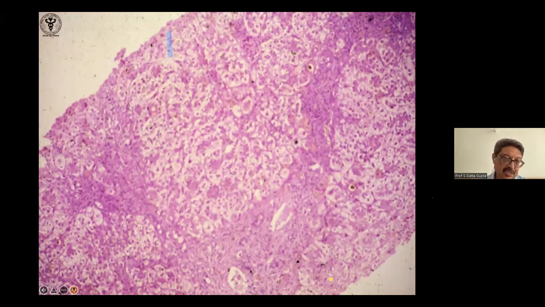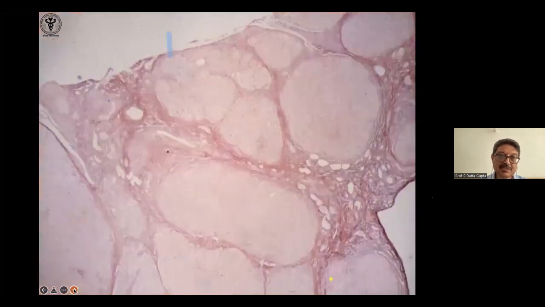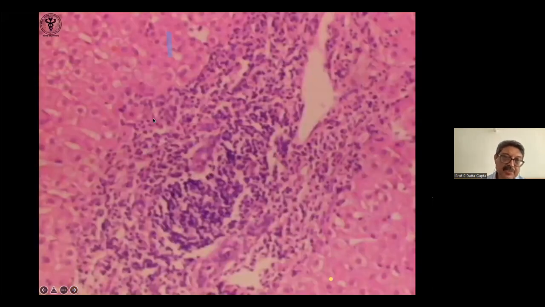These are necrotic areas. Okay, this is the reticulin stain. This is the mesenteric stain. This is once again to show you that the elastic tissue will be absent there and the orcein stain will be negative. This, you see, this is the interface.